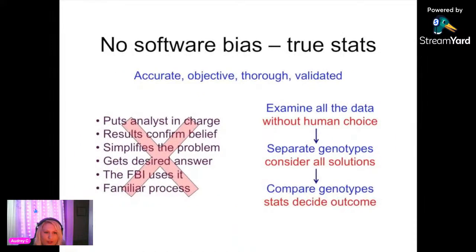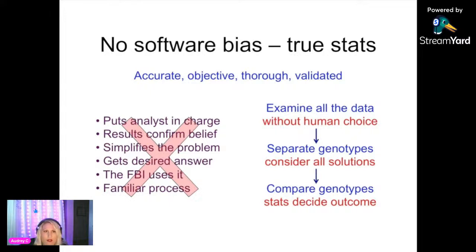To eliminate software bias, only true DNA match calculators that produce true DNA match statistics should be used. These results must be accurate, giving the correct answer. Objective, not letting extraneous information in. Thorough, using all the data, considering all possibilities, deriving it from the data, not from preconceptions or calibrations. And validated, fit for purpose on the data to which it's being applied.